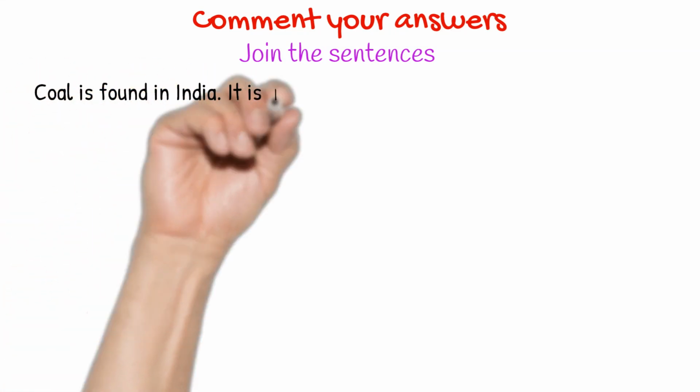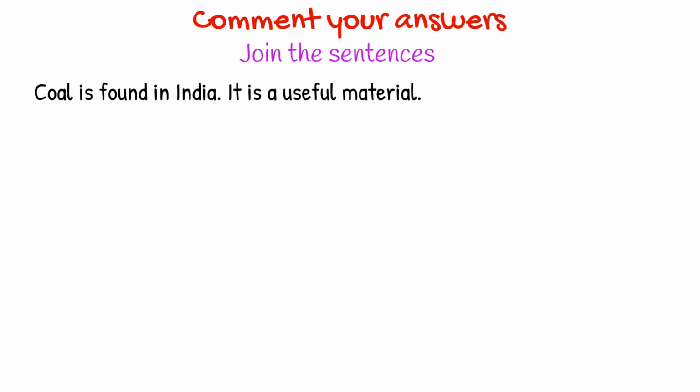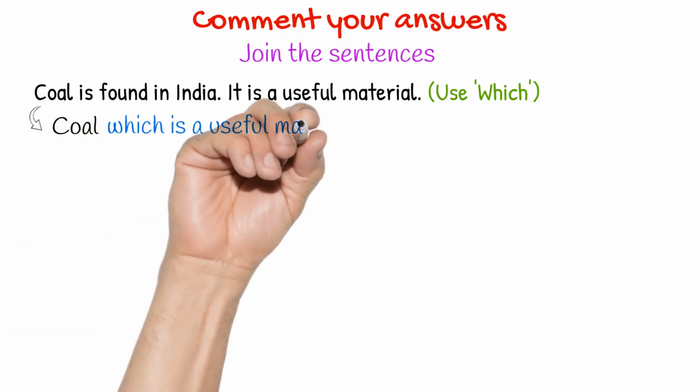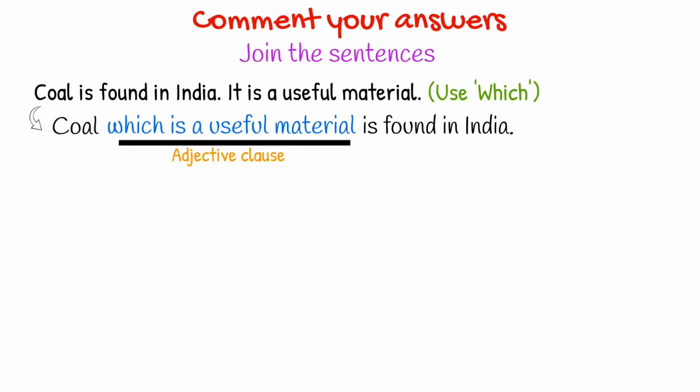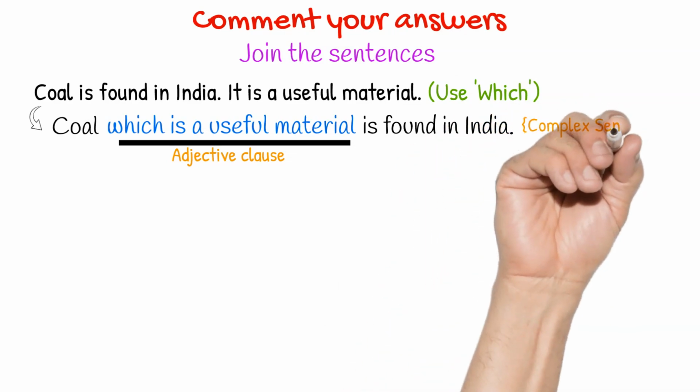You have to join simple sentences to form compound or complex sentences. Coal is found in India. It is a useful material. You can use "which" to join the sentences. Pause for a while and try to answer. The answer would be: coal, which is a useful material, is found in India. "Which is a useful material" is the description of coal. It is a group of words having its finite verb "is" and subject "which". This clause cannot convey the proper meaning. We need more information. So it is an adjective clause. And we join these two simple sentences, and form a complex one.